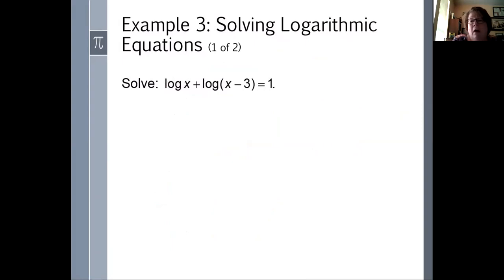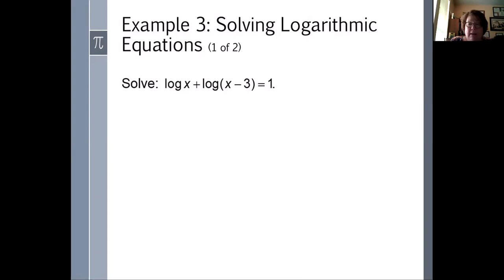So I have the log of x plus the log of x minus 3 equals 1. Now, to be able to write this as an exponential, I must have a single logarithm on the left-hand side of the equation, and I do not. I have the sum of two logs.